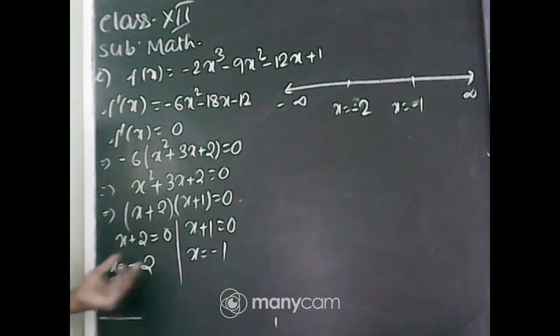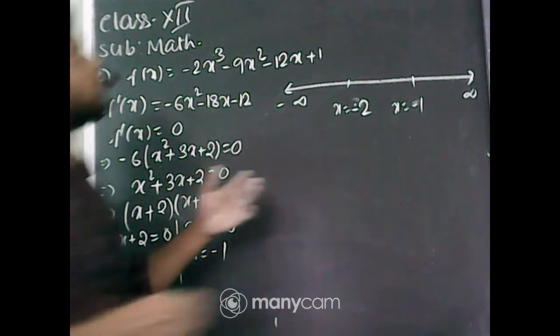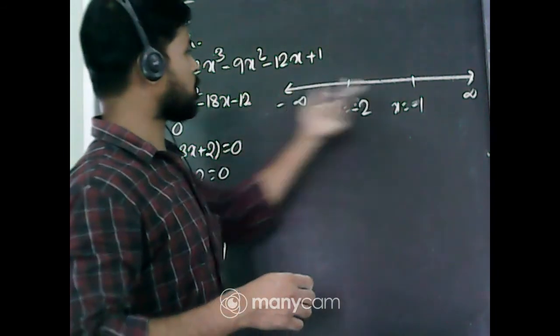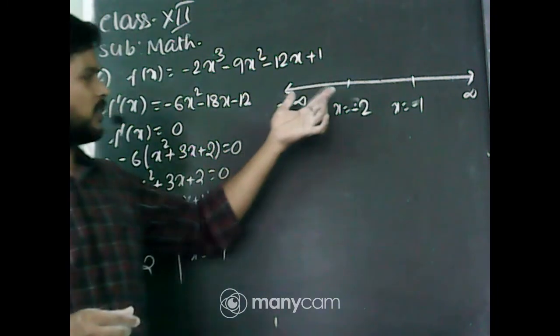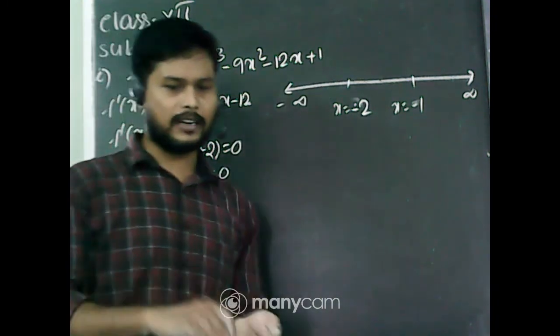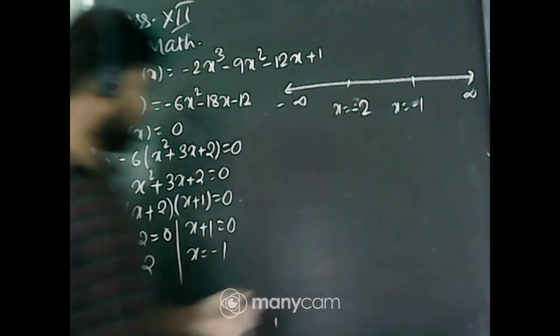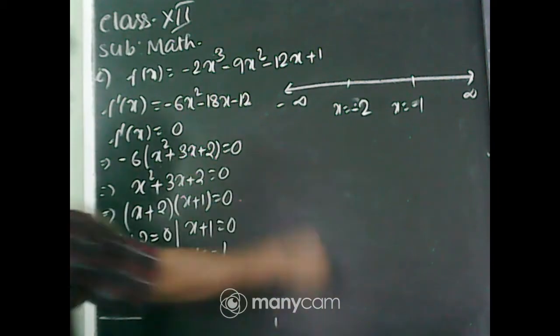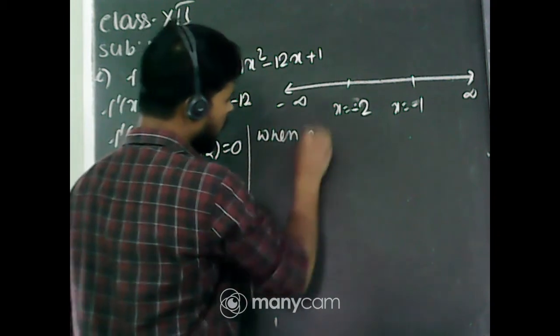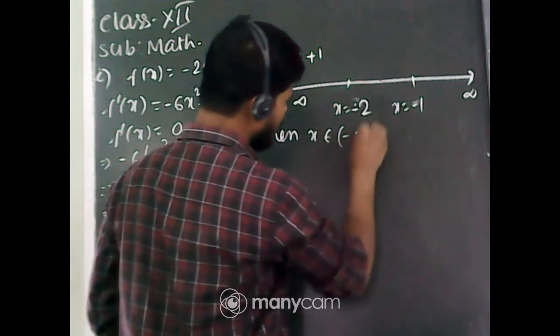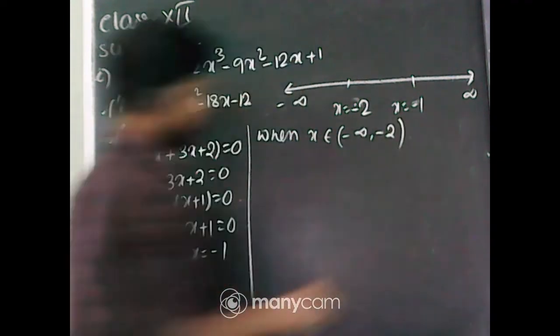That means by these two critical points, the total interval is now divided into three parts: first part, second part, and third part. So we have to check in which part the function is increasing and in which part the function is decreasing. Okay, so we'll check them one by one. So first, when x belongs to minus infinity to minus 2.